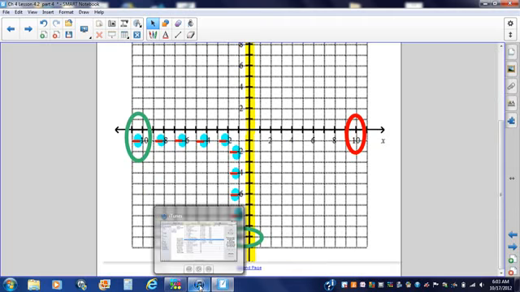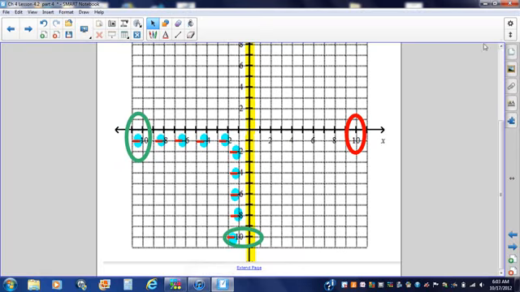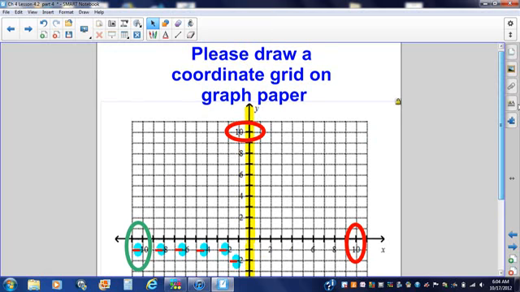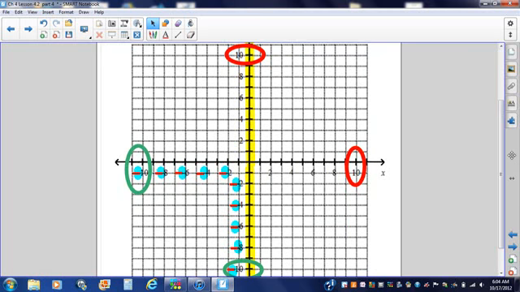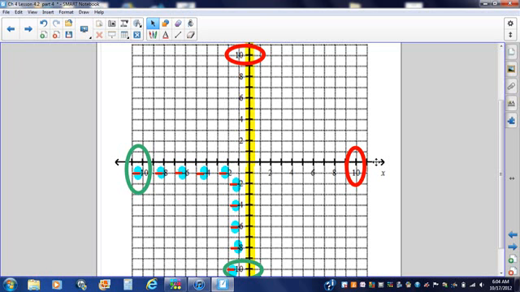You can enjoy the music while you're doing that. If you are not done drawing your grid, pause the podcast and then you can start it back up.